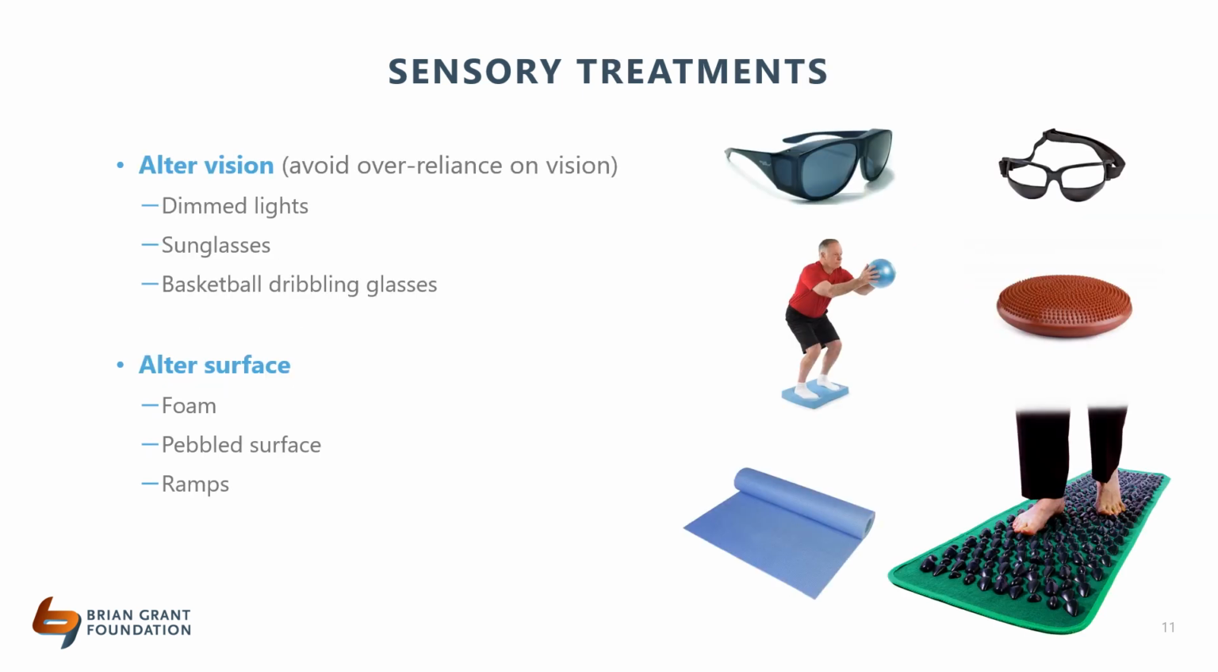Adding sensory treatments to help with deficits can help improve some of the symptoms of Parkinson's. These treatments include altering vision and surfaces during exercises to challenge sensory integration. Coming up next in the video tutorials, we'll provide demonstrations of sensory treatments that you can use in your classes, as well as a number of ways to structure your classes to meet the needs of your different students.